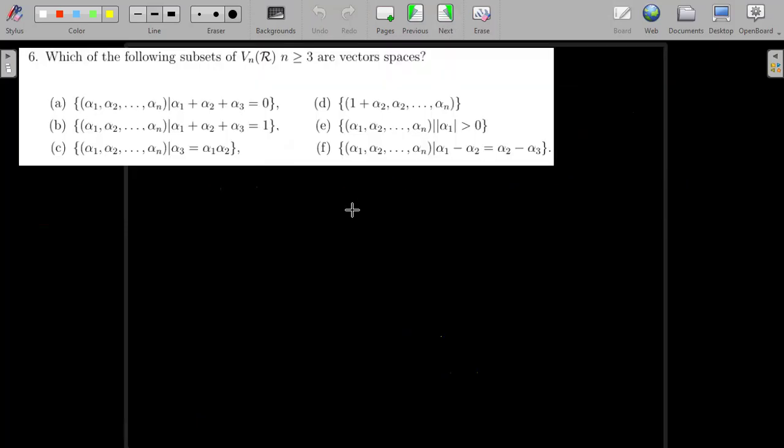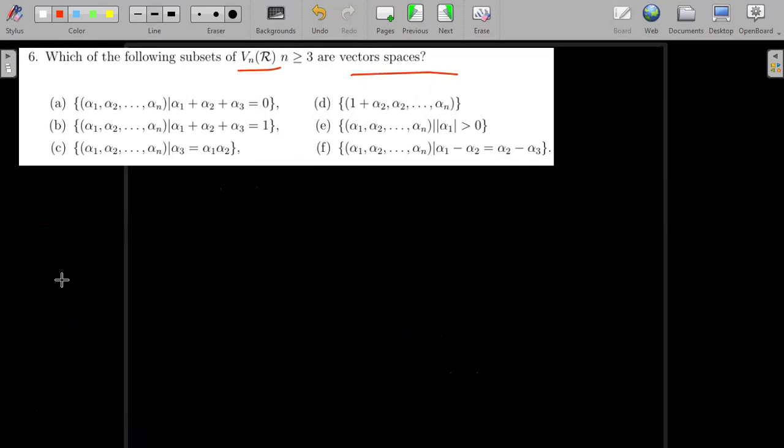Okay, so now let's look at the questions. So we have question 6 here. Question 6, they're saying which of the following subsets of R^n, where n is greater than or equal to 3, are vector spaces? Okay, so remember we just have to prove 3 properties.